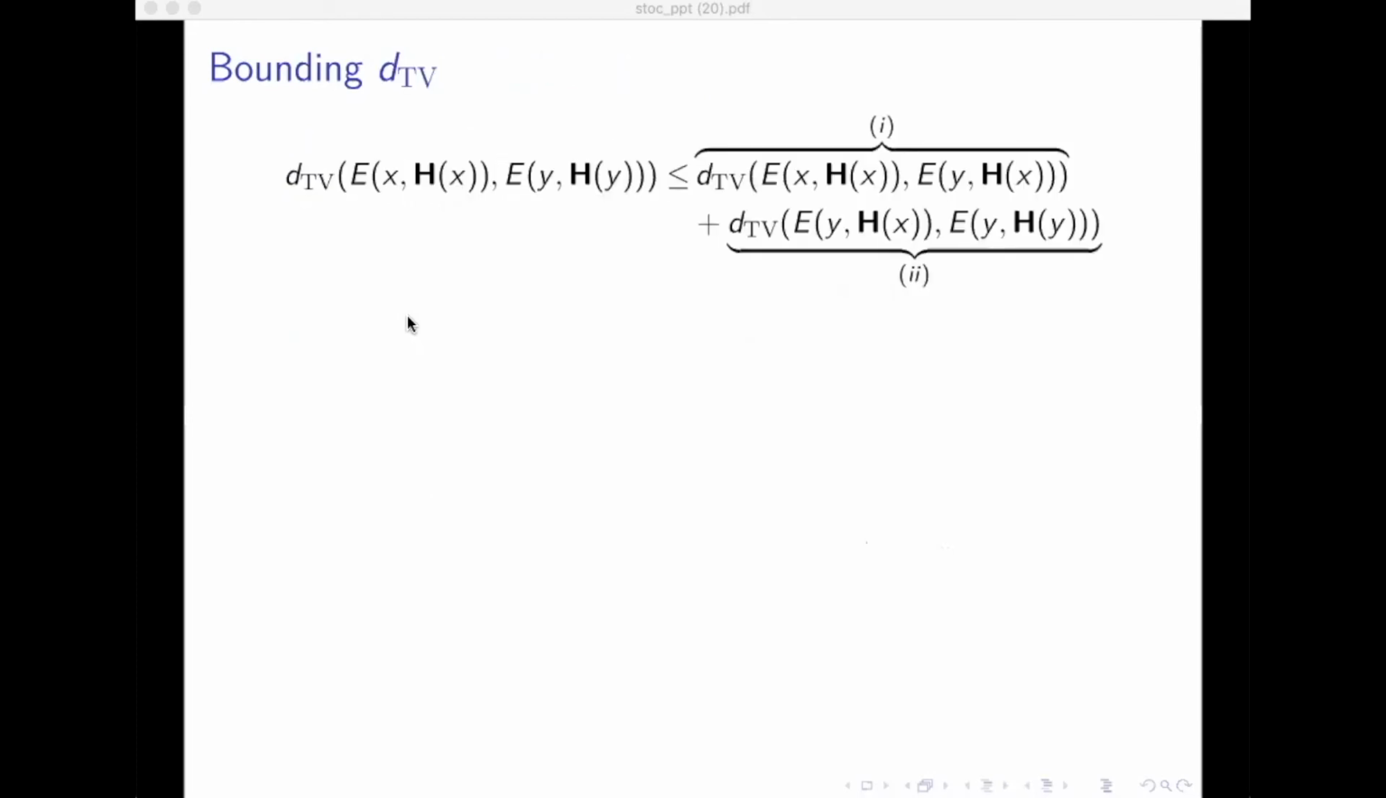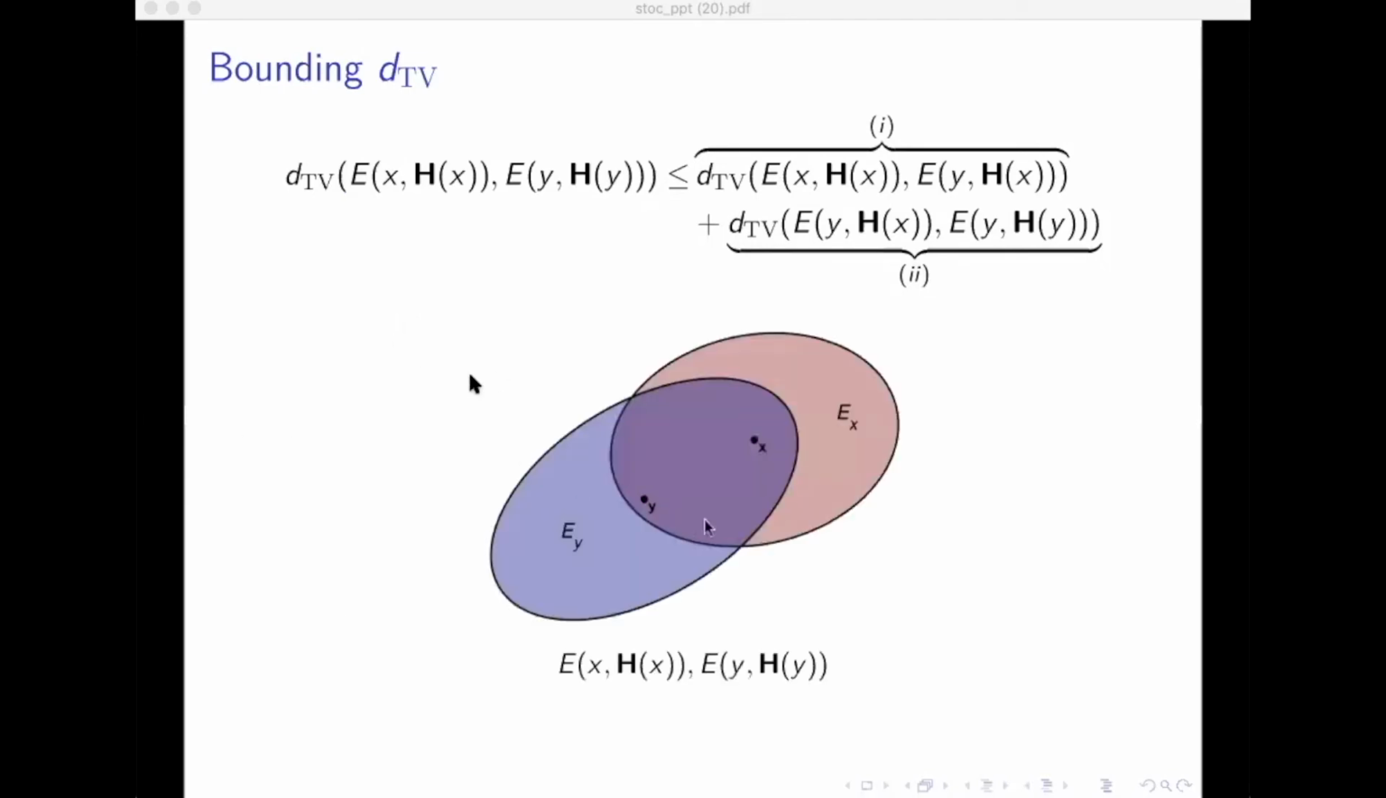Now, we can break down the ellipsoidal total variation distance into two terms using the triangle inequality. The total variation distance between the original Dikin ellipsoid centered at x and y can be broken.